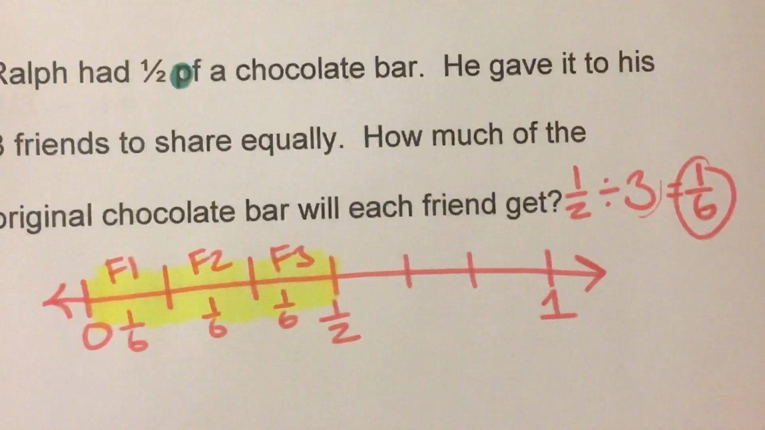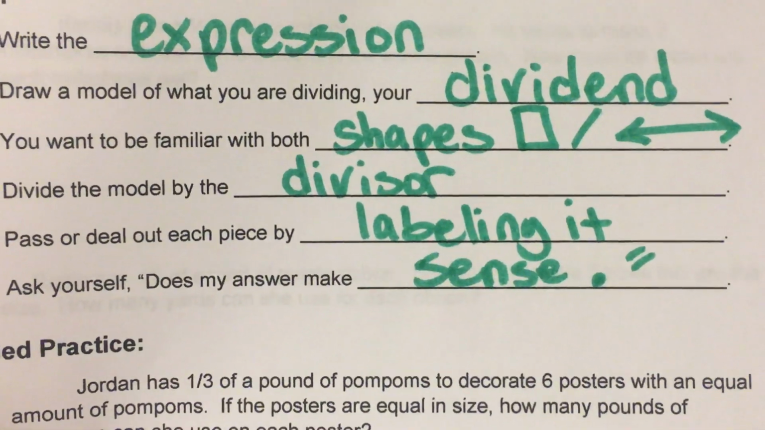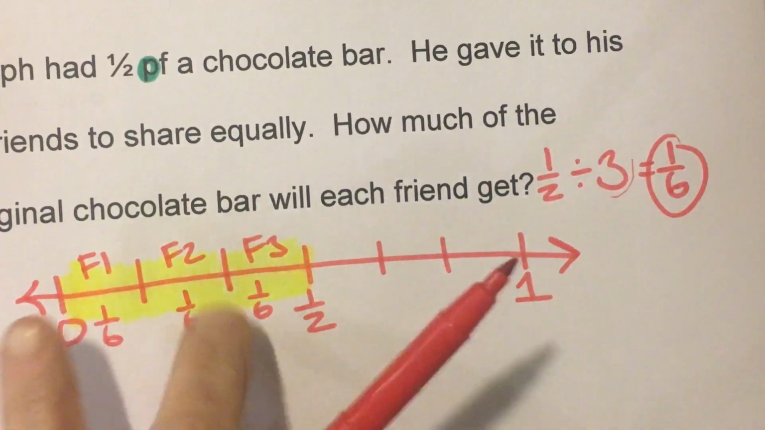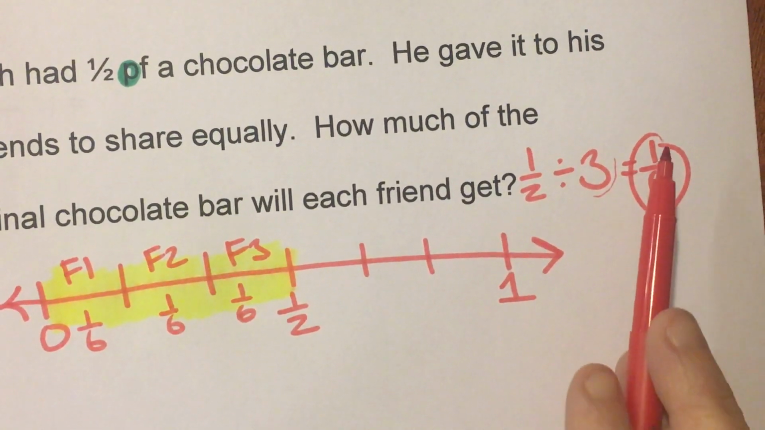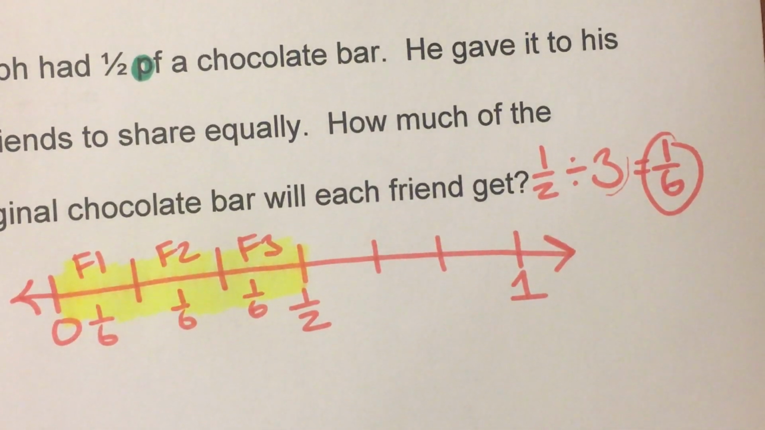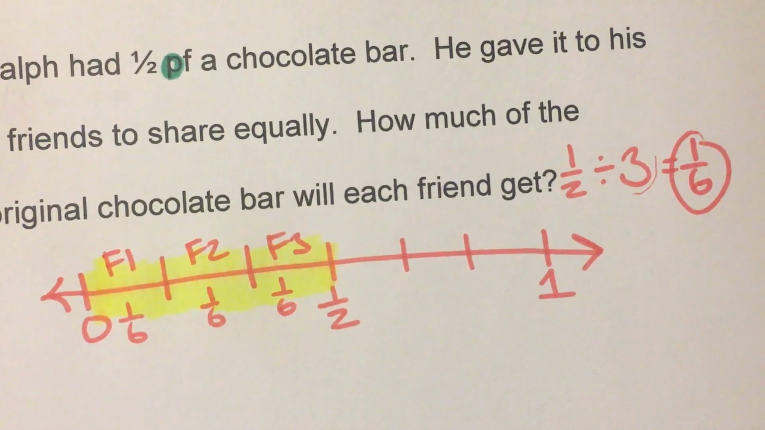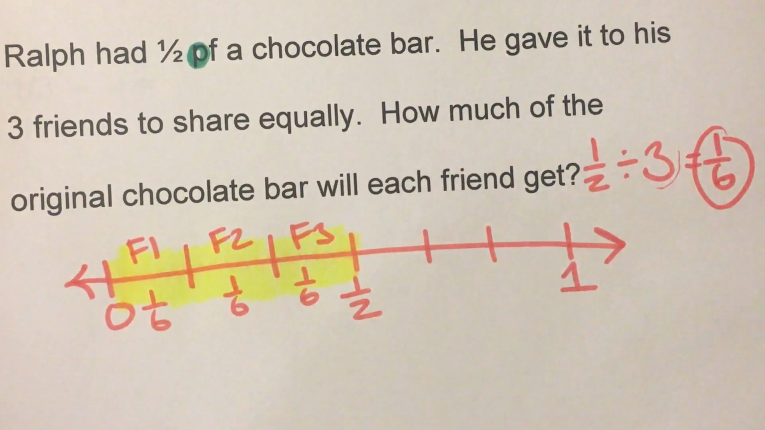So my last step says, ask myself, does that make sense? Would that make sense? If I started with only half of a chocolate bar, would it make sense that each one's going to end up with 1/6? And I would say yes. Okay, so this would be the number line method.